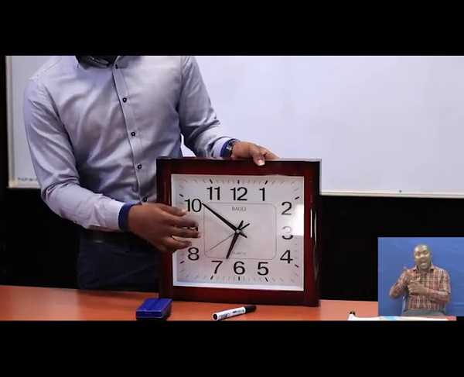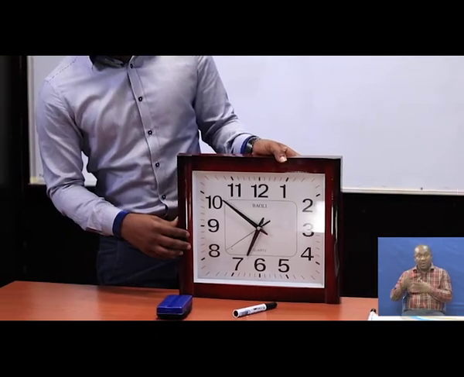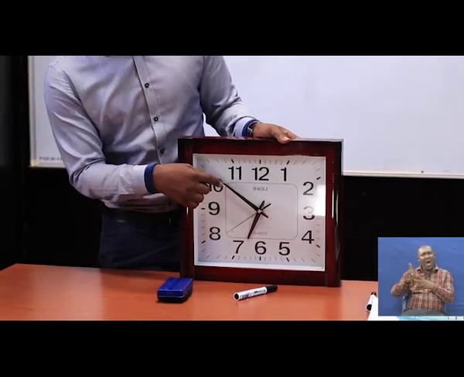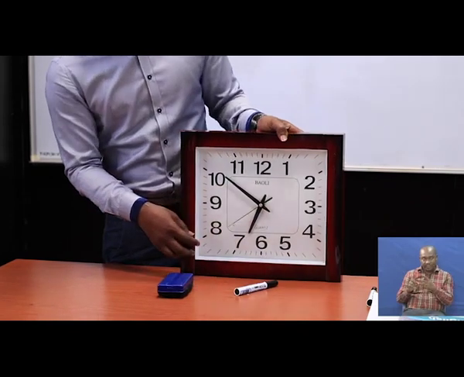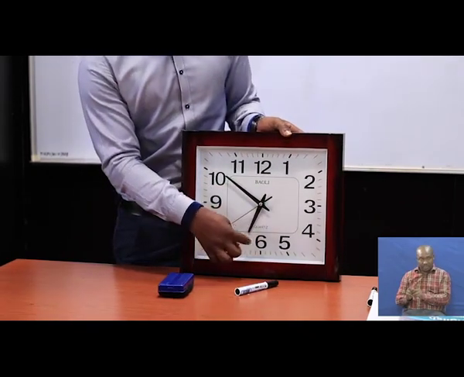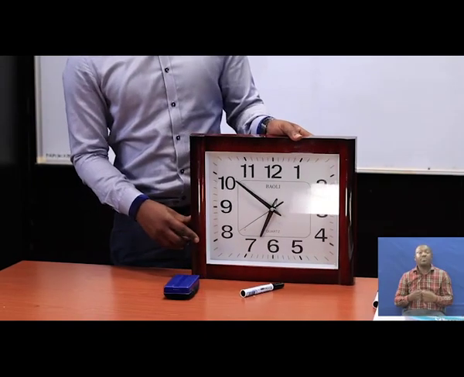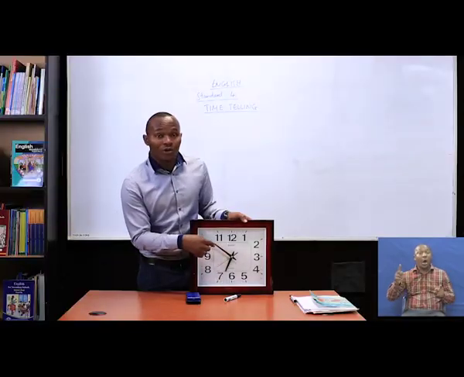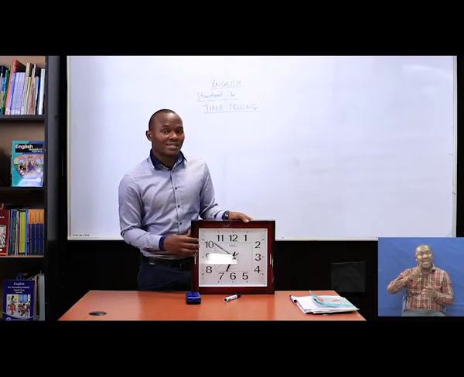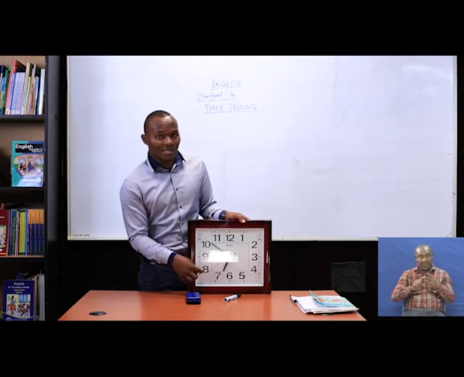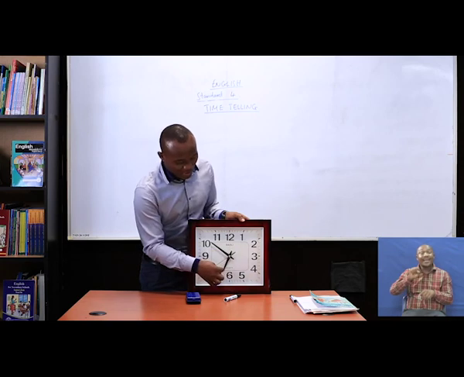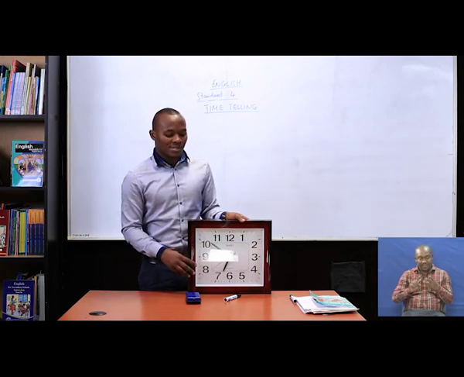There are 3 arrows in the clock face. We have the long arrow here, we have the thinnest arrow there, and we have the short arrow. The long arrow shows the minutes. The thinnest arrow shows the seconds. And the short arrow shows the hours.